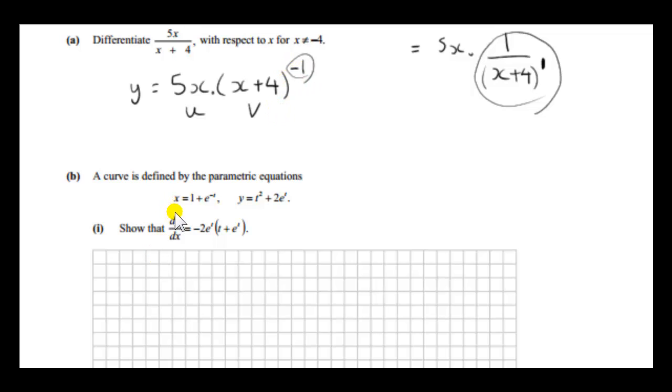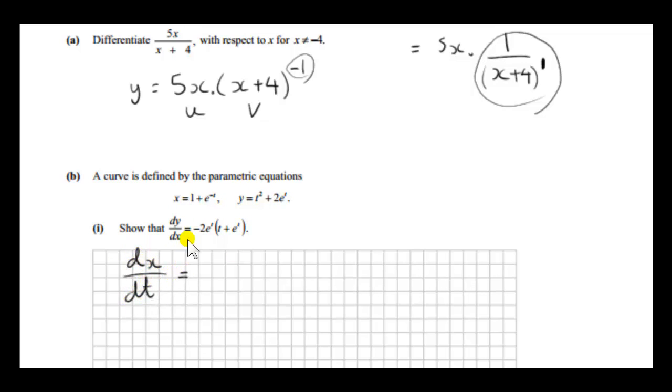A curve is defined by these parametric equations. Okay, so we have x as a function of t and we have y as a function of t, and we want to find dy dx. So both x and y are defined in terms of a single parameter t. So to get dy dx from these, we have to get dx dt and dy dt.